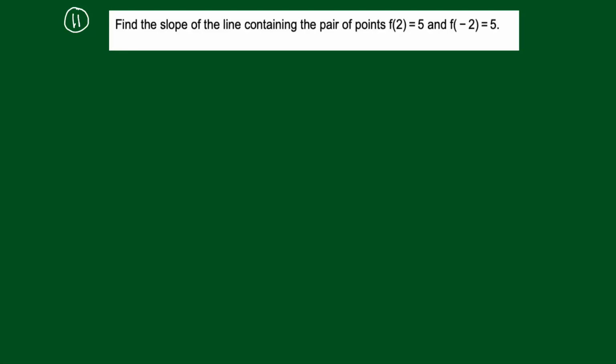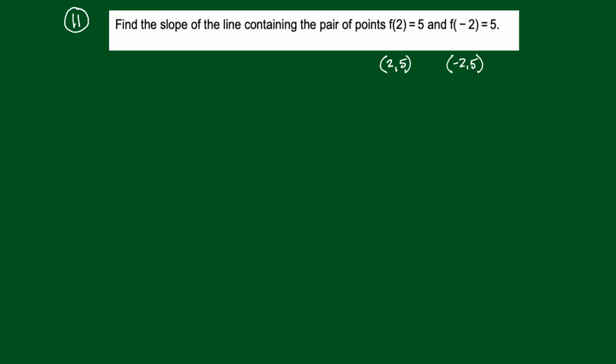Let's find the slope of the line containing this pair of points. Now look how it's given. f of 2 is 5. This means when you put in a 2, you get out 5. So that corresponds to this ordered pair, (2, 5). And then f of negative 2 is equal to 5 means when you put in negative 2, you get out 5. So that corresponds to this ordered pair, (-2, 5).